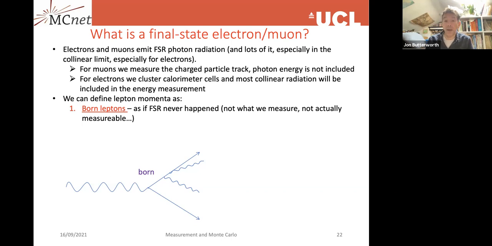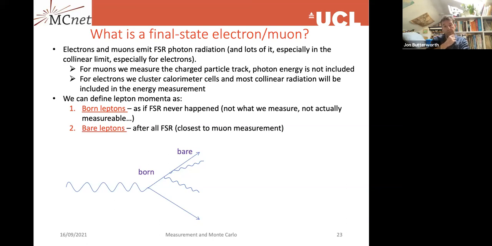That's obviously not what we actually measure, and in principle it's not actually measurable because infinitely soft radiation is always possible. However, you can get very close to it if you want, and final state radiation is quite a well understood effect in the standard model. So if you're prepared to buy that model assumption, then you can calculate something that we call a born lepton, but you have to remember it's not what we measure. It's something you've added a theory correction on top of what we measure to get.